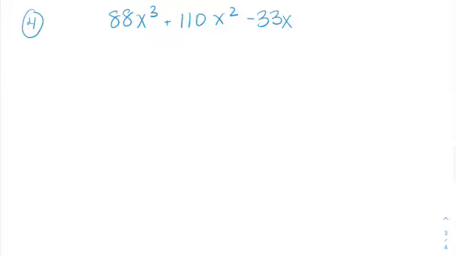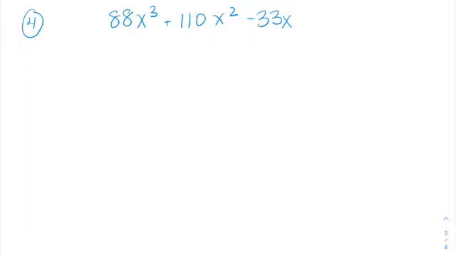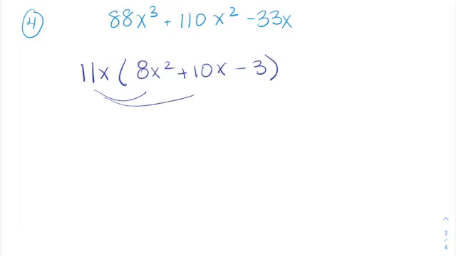All right, last one, and I chose this one because it has a GCF that we could take out first. So let's see. Very clearly 11 is a factor of each of those numbers, and they each have an x. So I'm going to take out an 11x, and I would be left with 8x squared plus 10x minus 3. I'm just going to quick check. Yep. Okay. Notice how I'm just checking as I'm working. There's nothing wrong with that.